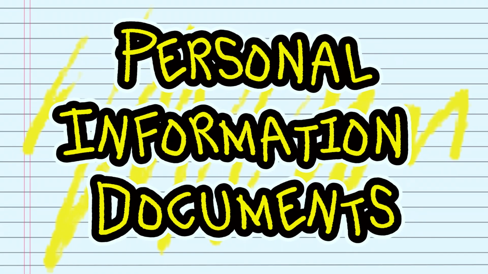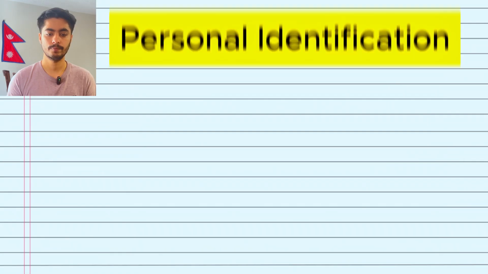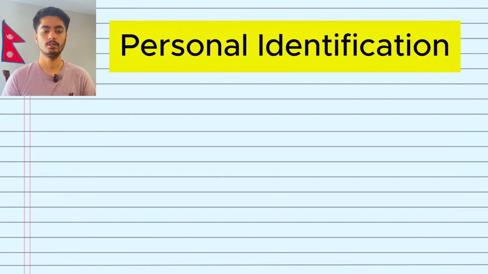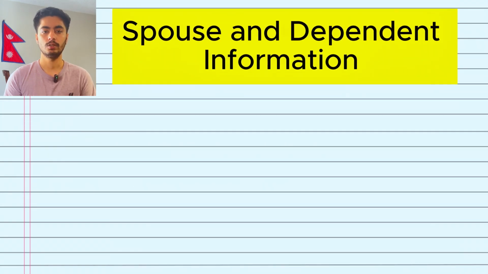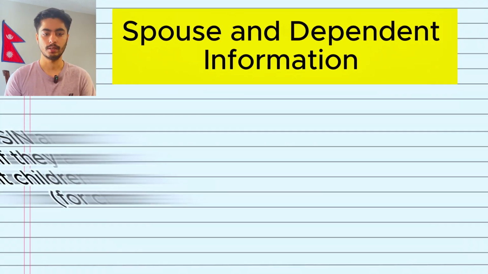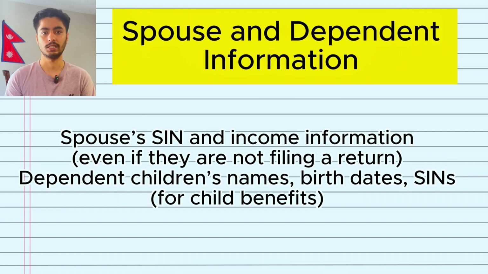Before filing your tax, make sure you have these documents ready. Let's start with personal information documents. In the personal information documents, you need to have personal identification ready, like social insurance number, full legal name and date of birth, address and contact information. If you have a spouse and dependents, you have to give their information as well, like your spouse's SIN number and income information, and your dependent children's names, birth dates and SIN numbers, which can be useful for child benefits later on.